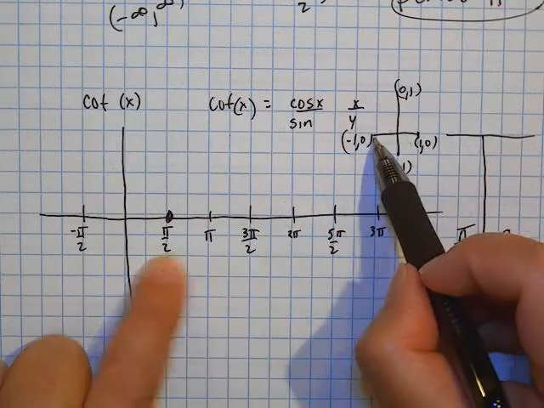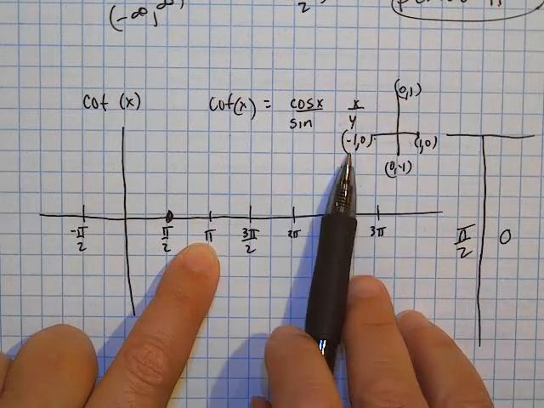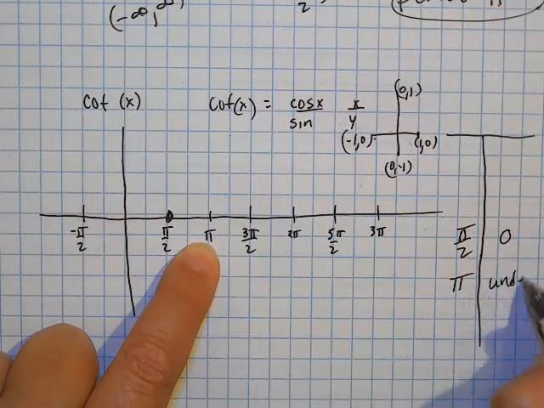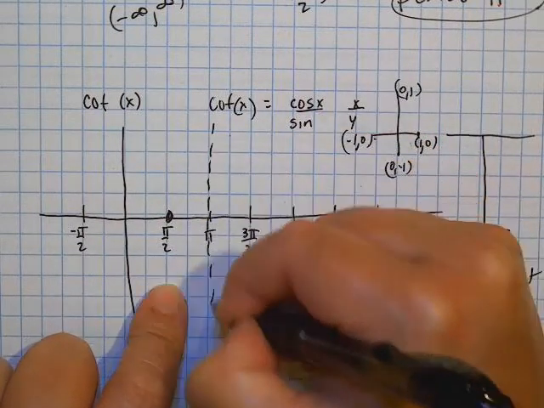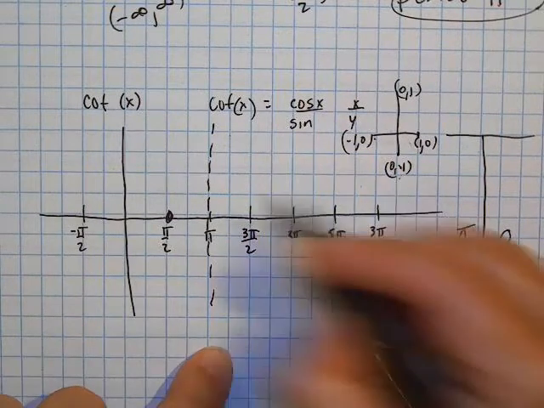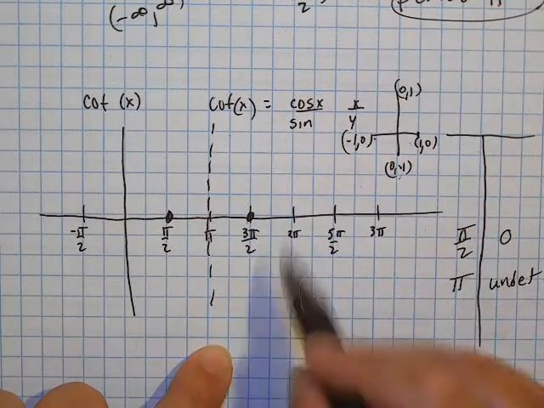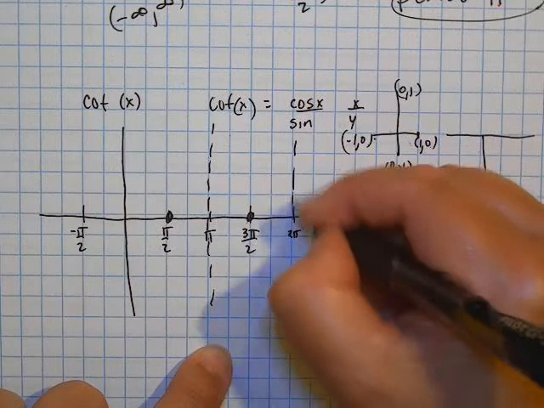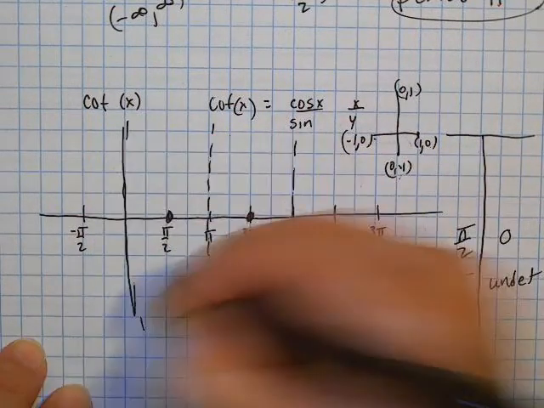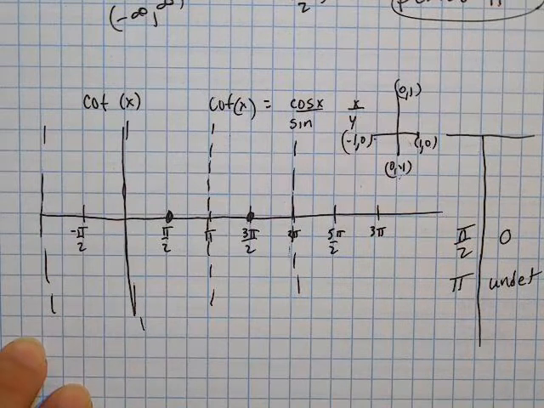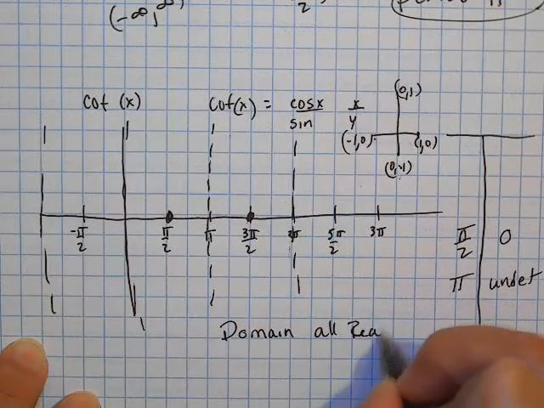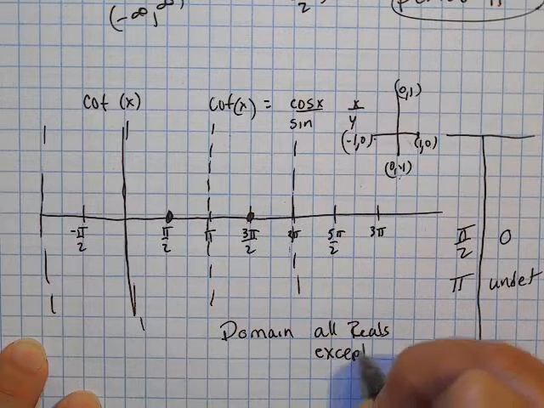Let's think about at pi. At pi, I'm going to do negative 1 divided by 0. So here I have undefined. At 3 pi over 2, 0 divided by negative 1 would be 0. And at 2 pi, I have 1 divided by 0, which is undefined. So you can see this time, our asymptotes are going to be at the pi's, not the pi over 2's. So our domain is all reals except the pi's.